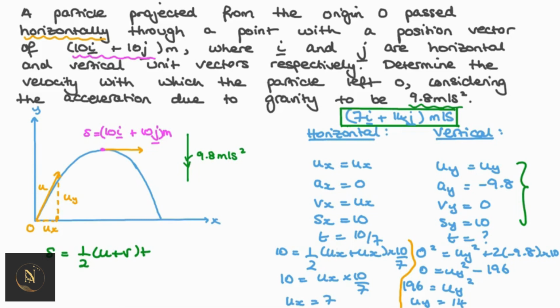We now know the horizontal and vertical components for the initial velocity, and so we can say that the initial velocity with which the particle left O is 7i plus 14j meters per second.